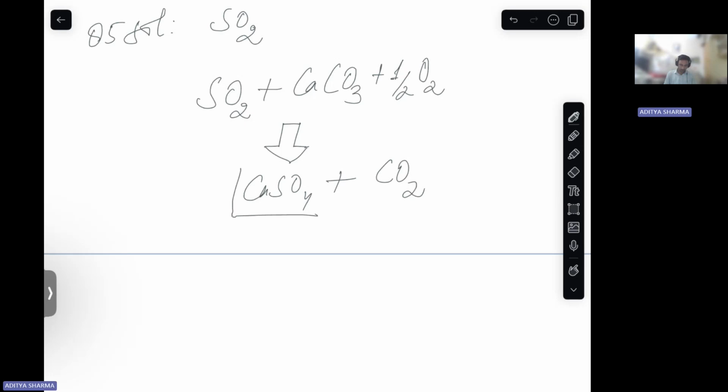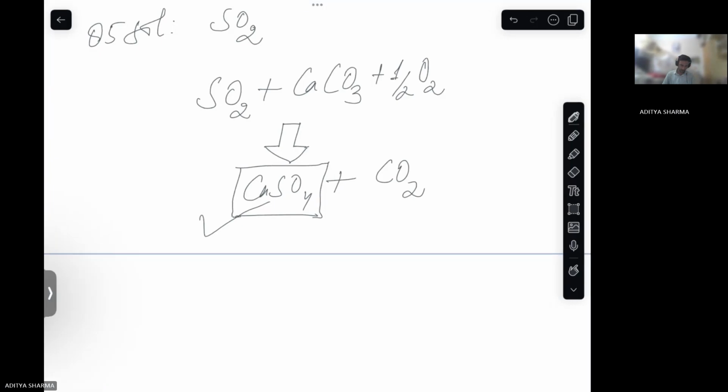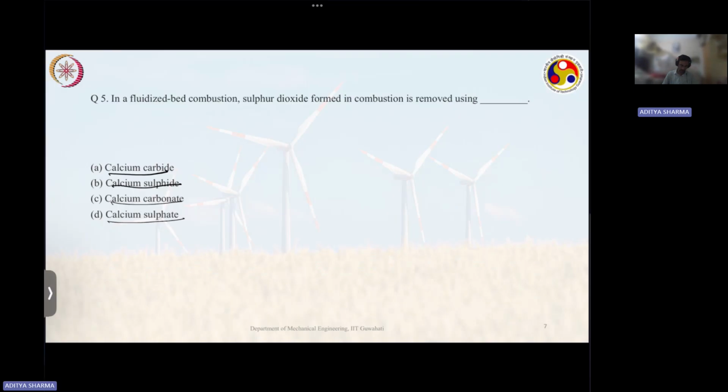And this is captured by your cyclone separator. This way we remove the sulfur from our products, right? So this was question number 5. What are we adding? We are adding calcium carbonate. Option C.